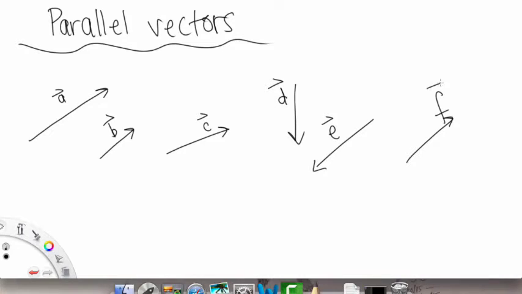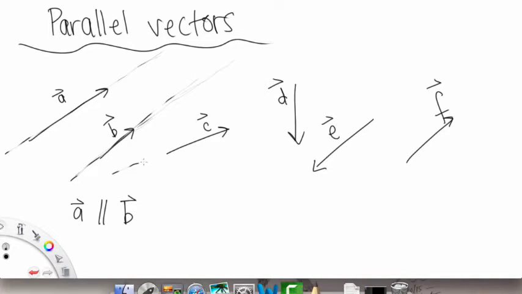All right, so here we have an assortment of 6 different vectors. And parallel vectors basically just mean that they lie along the same line. So here I drew A and B, and even though my drawings might not be exactly to scale, A and B are going to be parallel, because they lie along the same line. They're never going to intersect. So vector A is parallel to vector B.